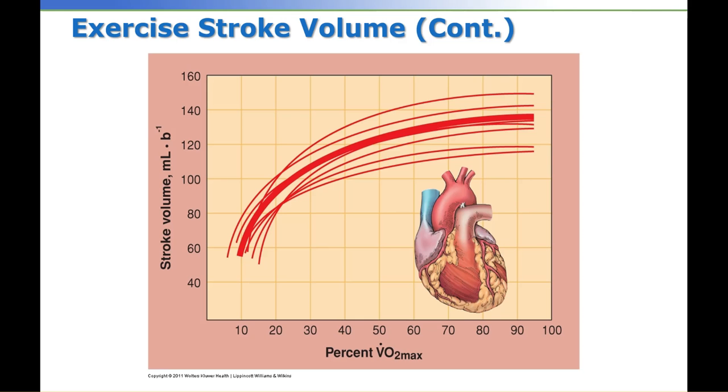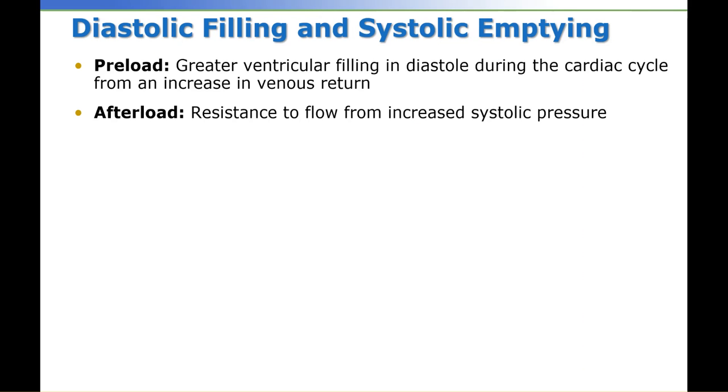So here it shows 8 healthy male subjects and the stroke volume related to increasing exercise intensity, percent maximal oxygen uptake. Diastolic filling and systolic emptying. You have preload, greater ventricular filling in diastole during the cardiac cycle from an increase in venous return. And then you have resistance to flow from increased systolic pressure, which is the afterload.